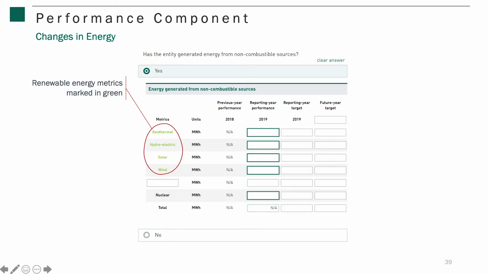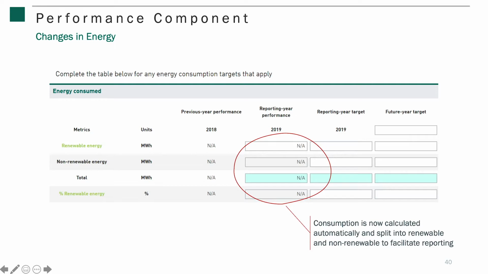New metrics have been added to align with external frameworks, and renewable energy metrics are shown in green font. Distinguishing between renewable and non-renewable throughout the tables ultimately allows for the automatic calculation of the renewable and non-renewable energy consumption metrics.